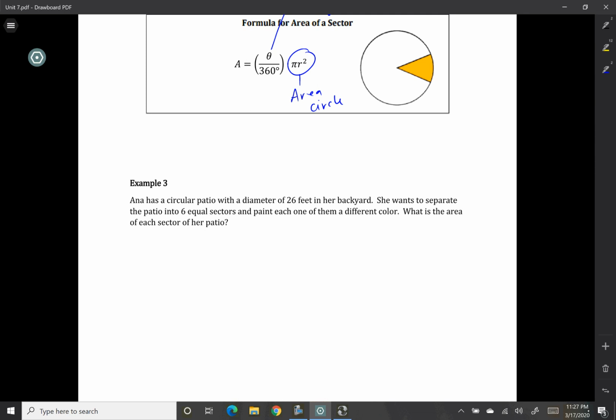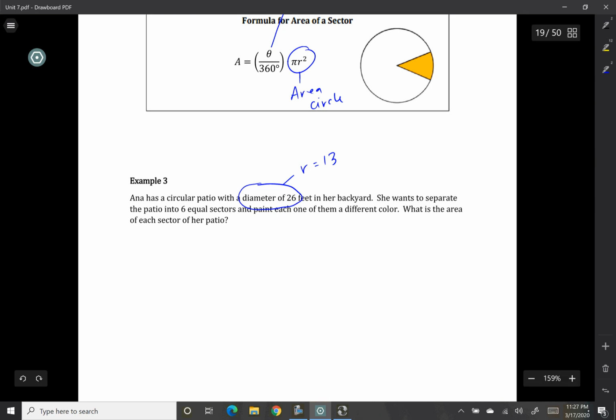So number 3 says Anna has a circular patio with a diameter of 26 feet. As soon as I see the word diameter, I automatically know radius is half of that, so 13. She wants to separate her patio into 6 equal sectors and paint each of them a different color. What is the area of each sector of the patio?